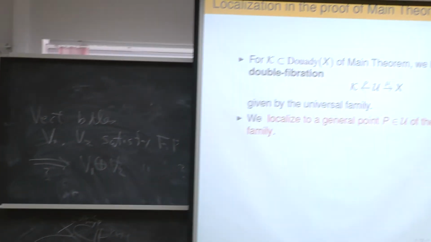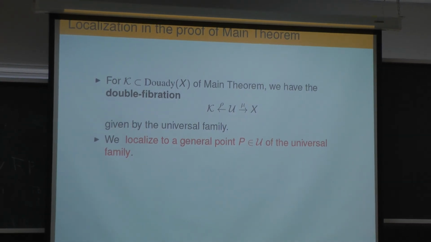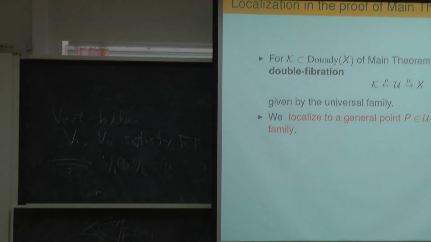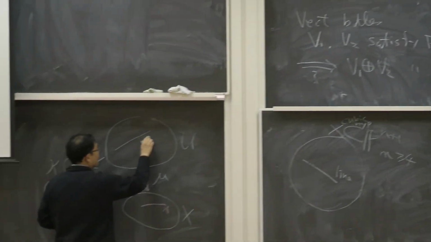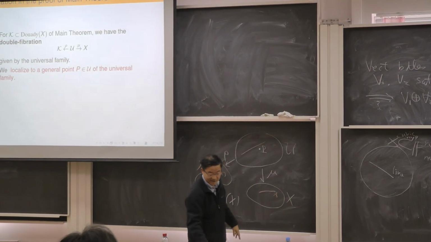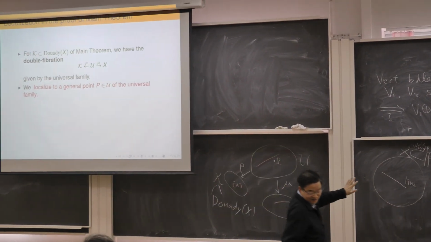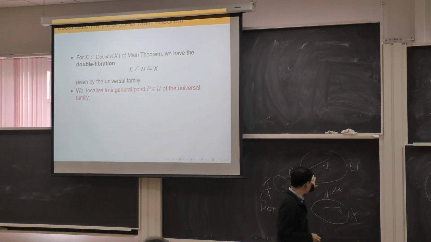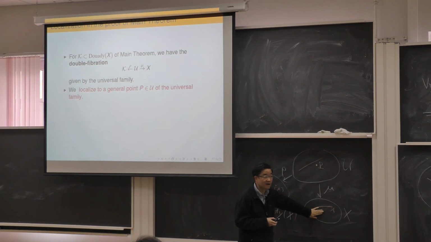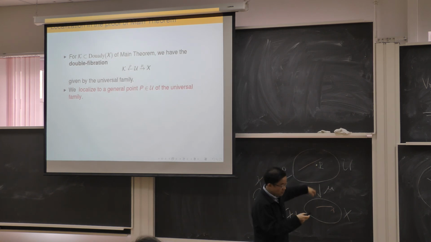And what we do is we localize at a point, a general point on the universal family, a point like here. So we look at this point. So this is something slightly different from the older approach. In the older approach, people only look at a point on the manifold. Now we look at a point on the universal family of the deformation space.